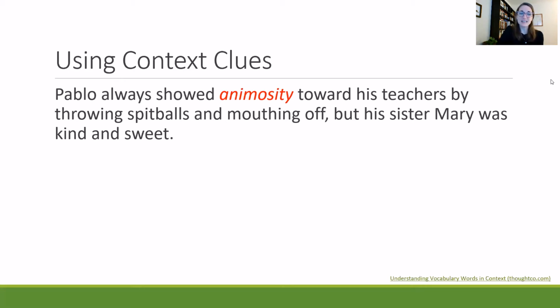So our first sentence says, Pablo always showed animosity toward his teachers by throwing spitballs and mouthing off, but his sister Mary was kind and sweet. So I have the word animosity here in red. And if I'm looking at this sentence, I see that it's something that Pablo shows. He's demonstrating it in some way. Now, he shows it towards his teachers, and how does he show it? Well, he's throwing spitballs, he's mouthing off, very rude behaviors. Right? And the other clue that I see here is we see a but, and but means we're about to see the opposite. So the opposite of him is his sister being kind and sweet.